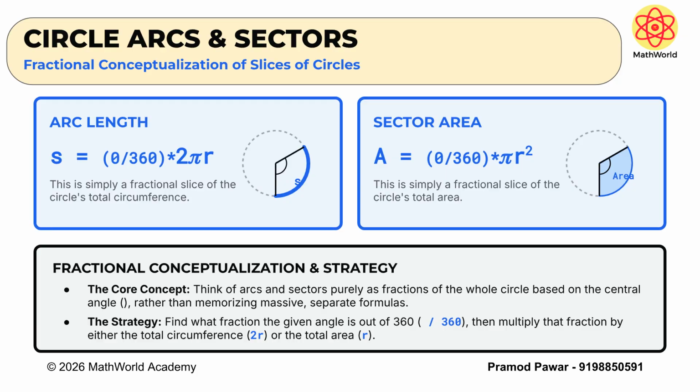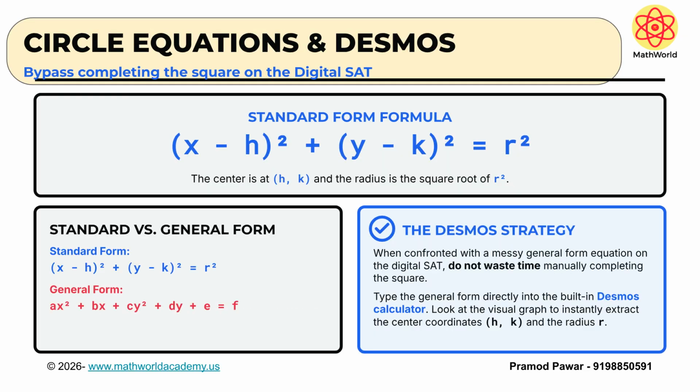But here is an SAT pro tip. If the test gives you the angle in radians, do not waste precious time converting it back to degrees. Just use the direct radian formulas. For arc length, it's simply r times theta. For sector area, it's 1/2 r squared theta. Memorize all 4 of these forms. The standard form of a circle is (x minus h) squared plus (y minus k) squared equals r squared, where the center is (h, k) and the radius is r.